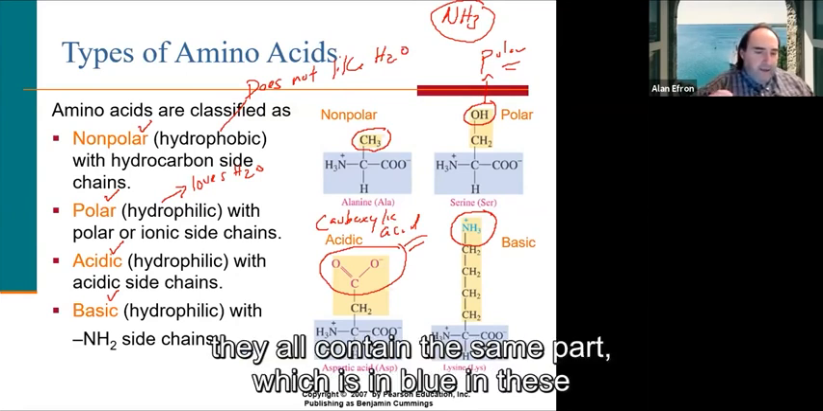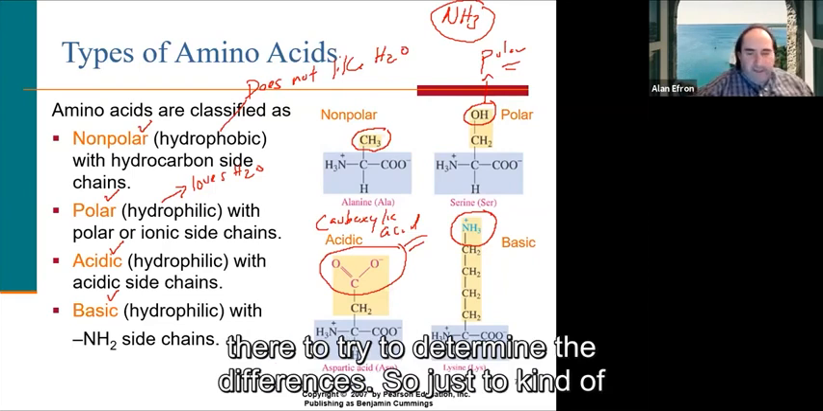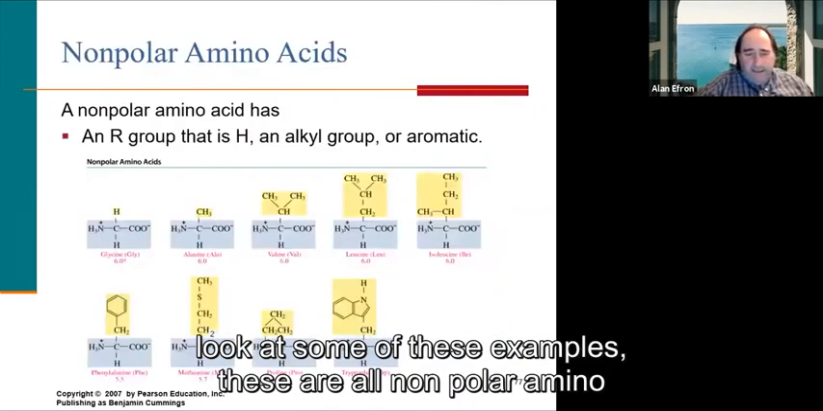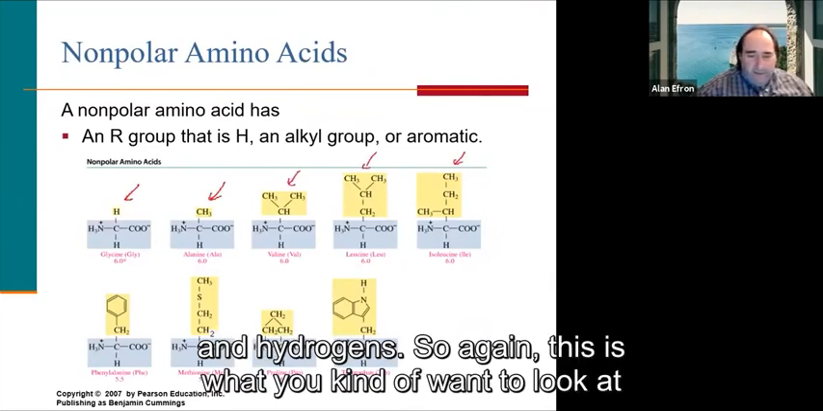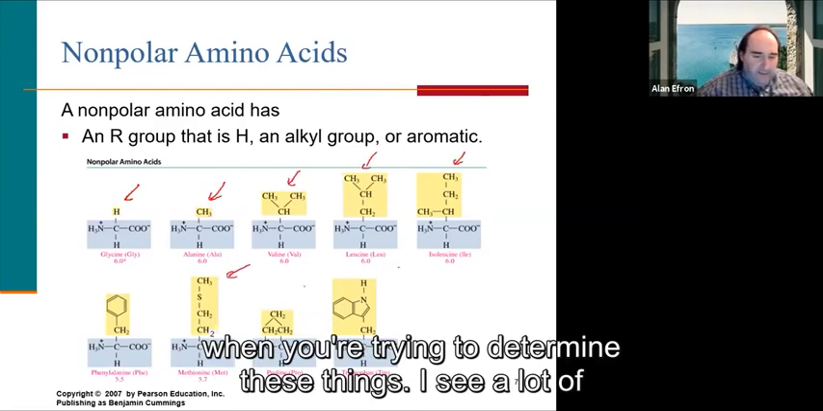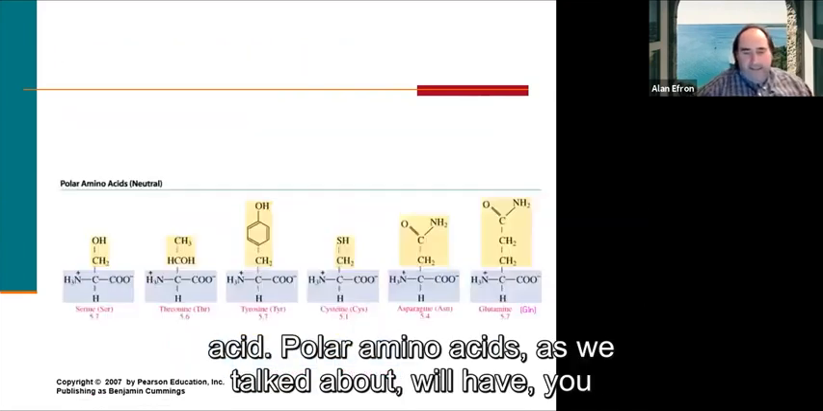And because they all contain the same part, which is in blue in these pictures, I think, you want to always look at the side group there to try to determine the differences. So just to look at some of these examples, these are all non-polar amino acids. We have just a hydrogen, carbons and hydrogens, carbons and hydrogens. So this is what you want to look at when you're trying to determine these things. I see a lot of carbons and hydrogens. These are going to be non-polar amino acids.